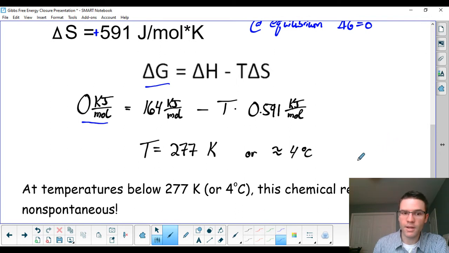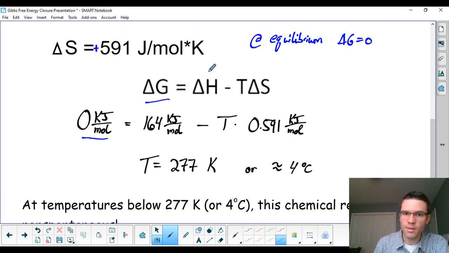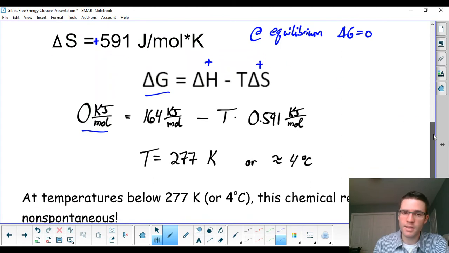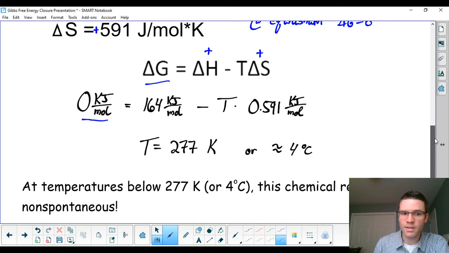So at 4 degrees Celsius, which is close to freezing, this chemical reaction will be at equilibrium. To determine whether it's spontaneous above or below that, the answer is right down here. We want to go back to our Gibbs free energy equation and plug in our values. We have a positive value, and we have a positive value here. And what that means is if we want this to be spontaneous, at temperatures where our T times delta S is large enough, this positive value subtracted from the positive value here will make this a negative value and make a spontaneous reaction. So this would be spontaneous at high temperatures.